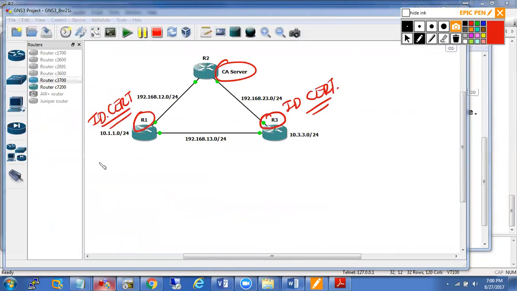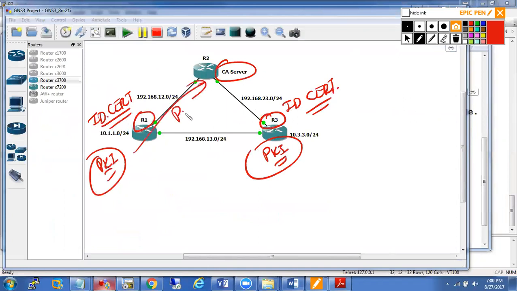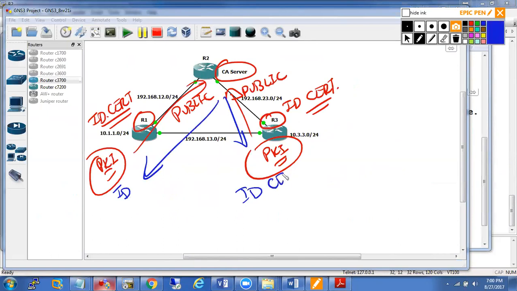So they need to generate their PKI, public-private key pair. Once that's generated, they'll send their public key to whom? To this guy. He's going to automatically generate a certificate with their public key on it and send it back. Once they get that identity certificate, they will now be able to communicate to each other.